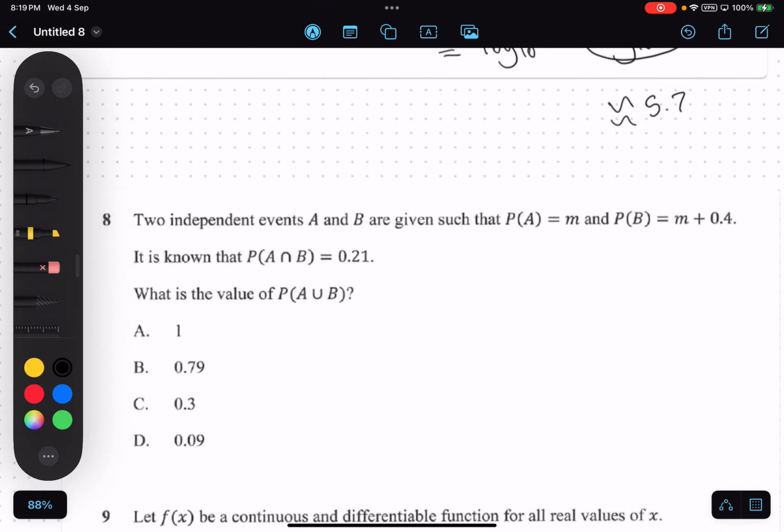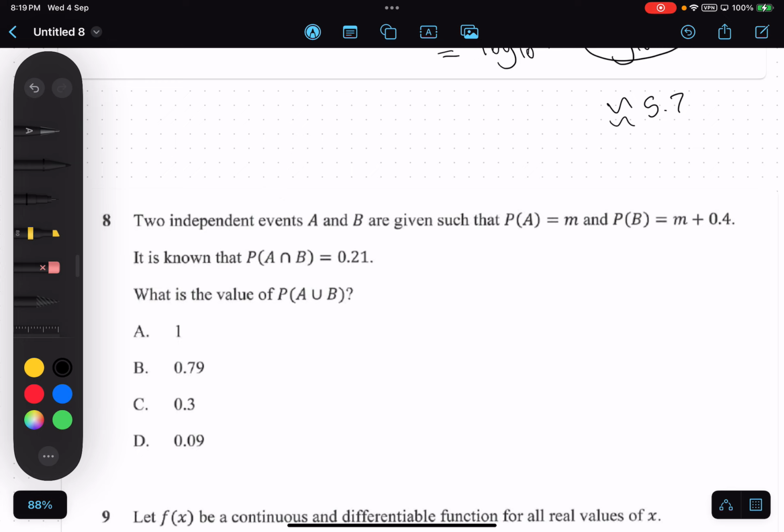Question 8. Probability. This is a hard one. Alright, just let me get my formula sheet. Alright, it says, two independent events, A and B, are given such that P of A equals M and the P of B equals M plus 0.4. It is known that P of A and B equals 0.21. It asks, what is the value of P A union B?